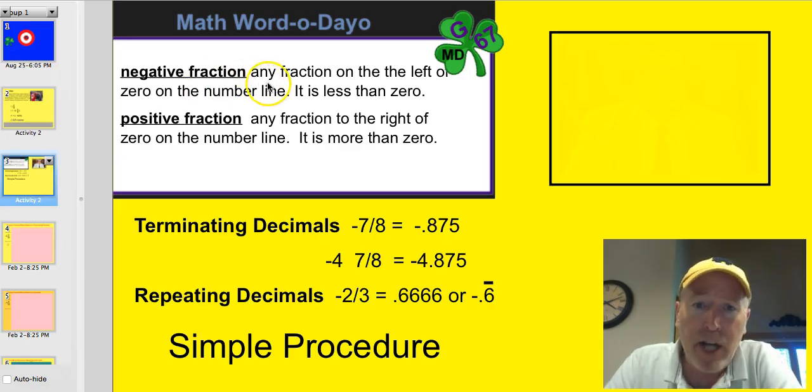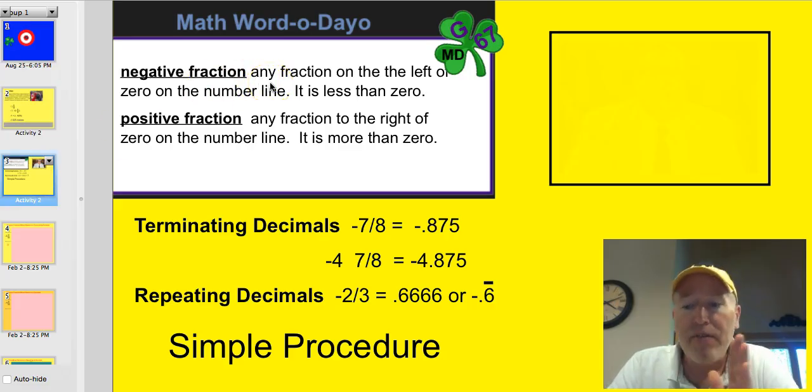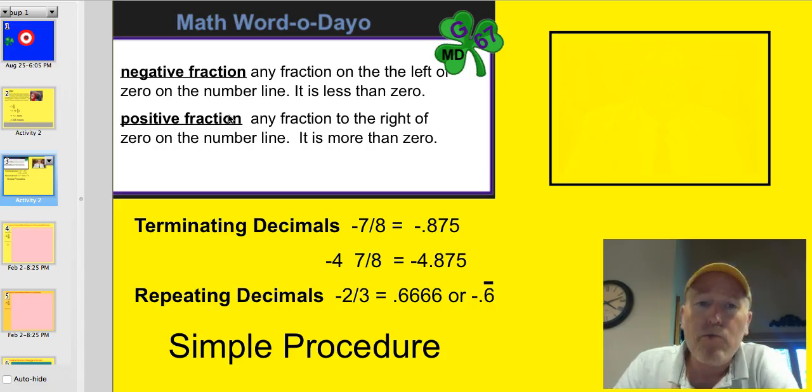Let's take a look at a couple of words today. First of all, we have a negative fraction. That's any fraction that's on the left side of the zero on the number line. A positive fraction or mixed number will be any fraction or mixed number to the right of zero on the number line. It's more than zero. Negatives are less than zero.